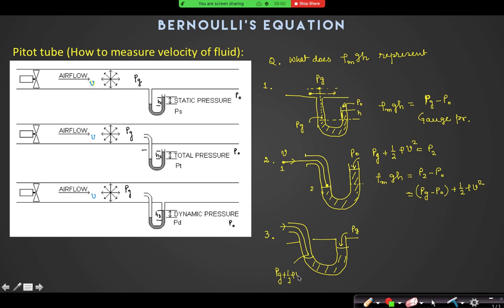So if I subtract their values, then I can find that rho mercury g h is equal to half rho v square. So it is only the dynamic pressure.